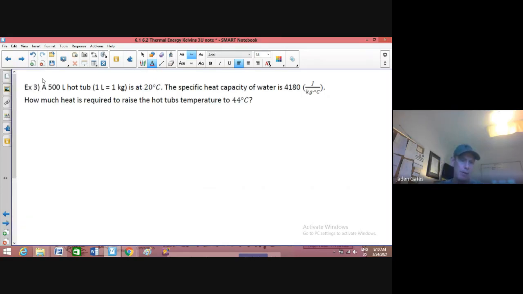Example 3, a 500-liter hot tub. Now, here's a little something if you haven't taken chemistry: 1 liter of water is actually equal to 1 kilogram.